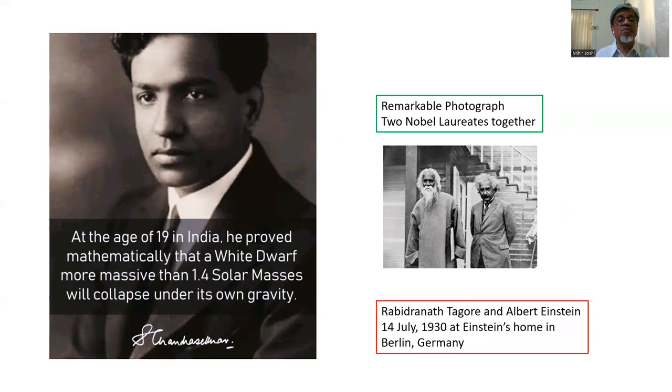Another picture is of a brilliant Indian scientist. At the age of 19 in India, he proved mathematically that a white dwarf more massive than 1.4 solar masses will collapse under its own gravity. The name of this brilliant young scientist who gave this theory at the age of 19 was Chandrasekhar.